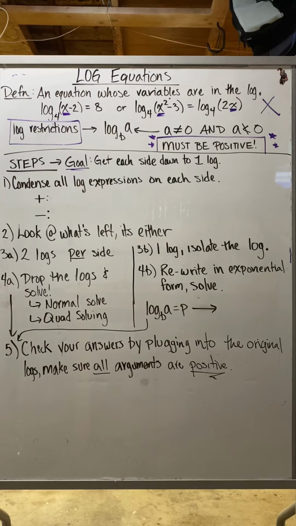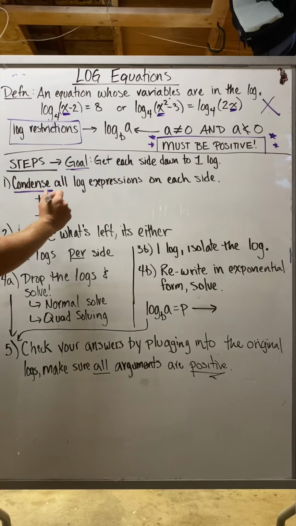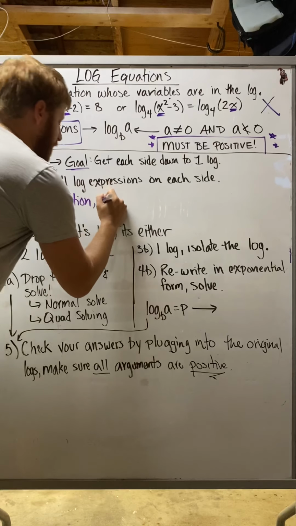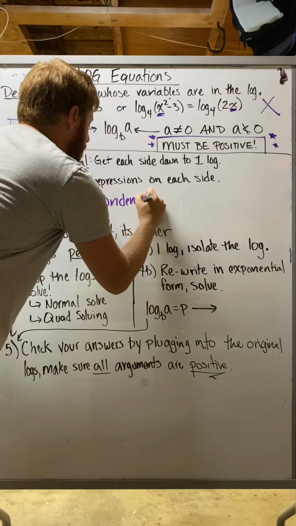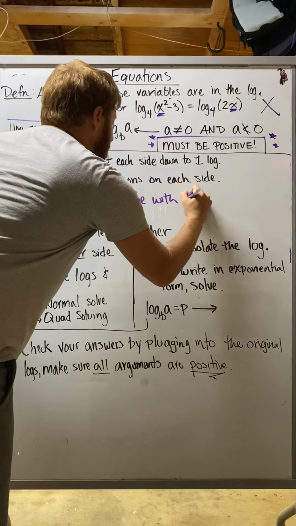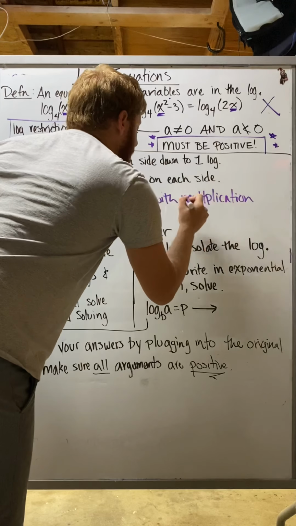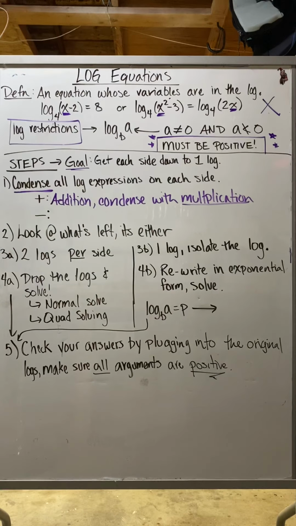Our steps are this. You need to condense, as in write them down or simplify, all log expressions on each side. And the two big properties that you guys have to be familiar with are the fact that when there is addition, you condense your logs with multiplication. Okay? That is huge. If you guys do not know that rule, all of this is going to be very difficult for you.